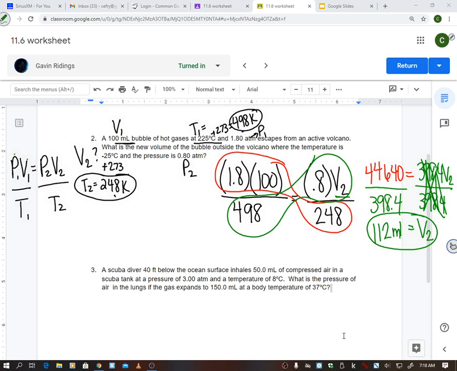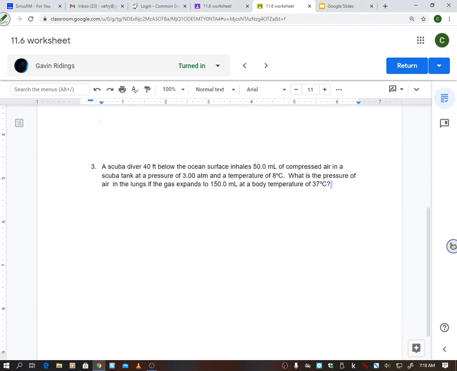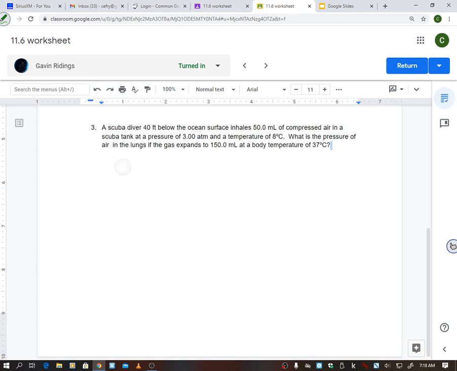All right, so let's look at number 3. I think this one is a little bit harder because it does give you an extra number that you don't need. So that was probably the issue here. You had this 40 feet. Now we have never dealt with feet when we do pressure, volume, and temperature. There are no feet in here. So they're giving you a number that means nothing to you. It's just giving you information that this diver is 40 feet below the ocean surface. This number, though, I will not use.